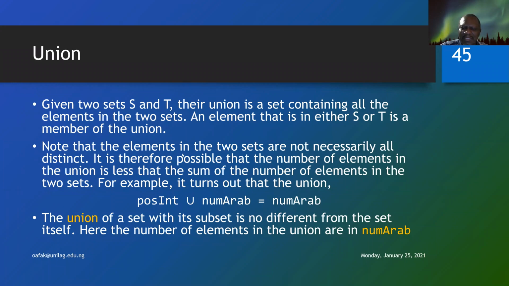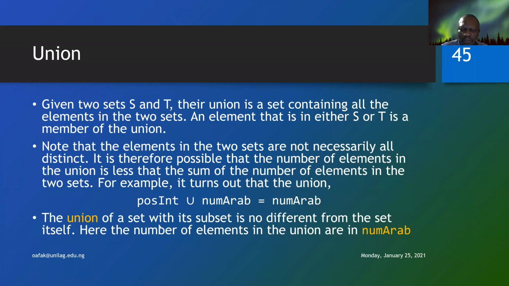Note that the elements in the two sets are not necessarily all distinct. That is, the two sets themselves may have an intersection. Every element in any set is distinct, but if you have two sets, they may share elements in common. We will see an example shortly. It is therefore possible that the number of elements in the union is less than the sum of the number of elements in the two sets. If this statement is difficult for you to understand, just be patient. In the next two slides, we will give a concrete example to explain it.